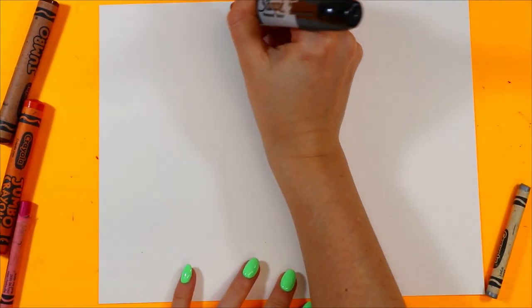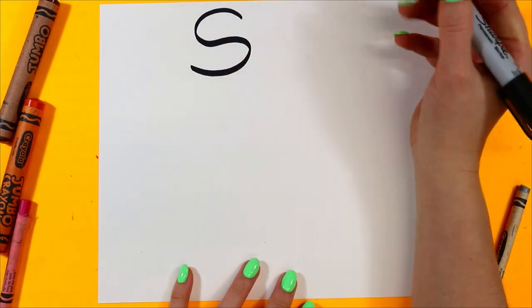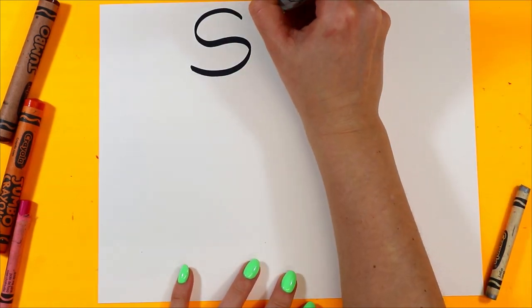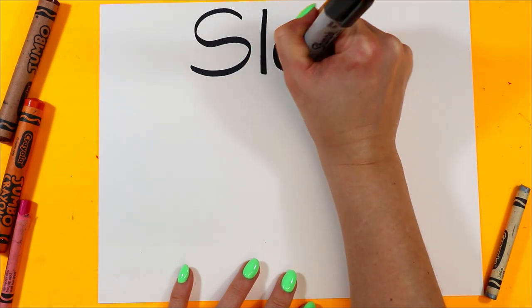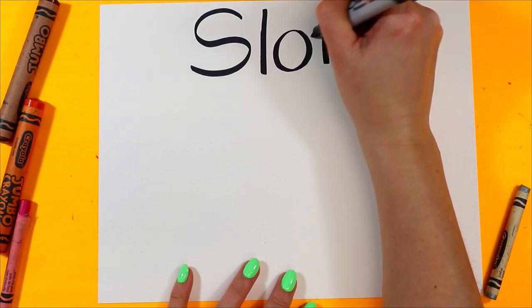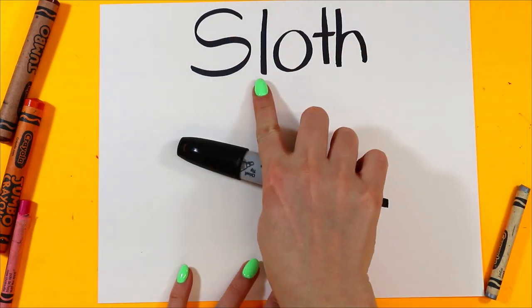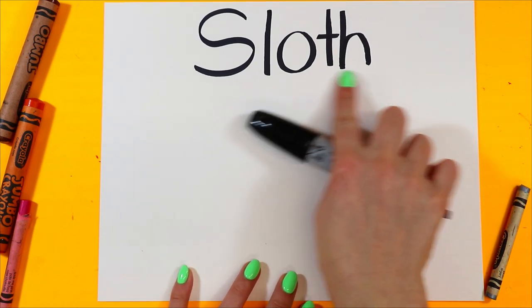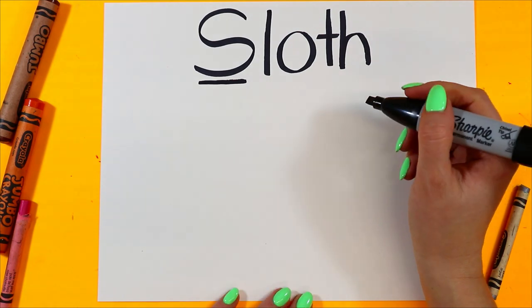All right, we're going to draw a sloth. Let's write the word sloth. We're gonna start with the letter S. S, S. L, O, T. L, O, th, sloth. And sloth begins with the letter S.